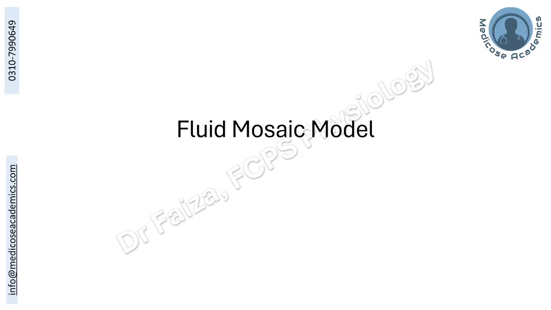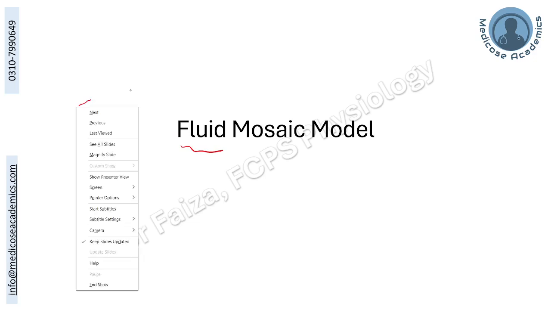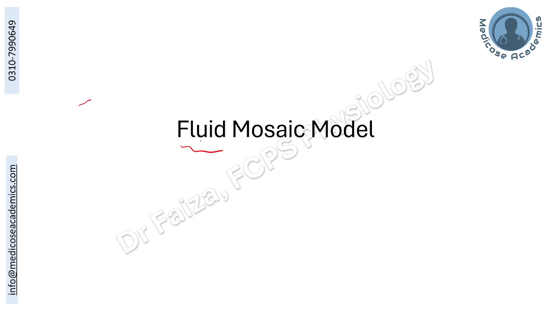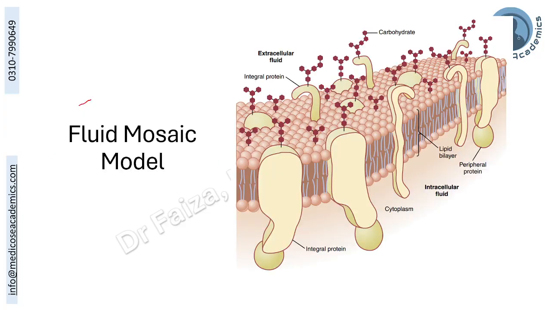To talk about the structure of the cell membrane, the most widely accepted model is the fluid mosaic model. Fluid means something which has a flowy consistency rather than a rigid structure, and mosaic means a pattern in which the proteins are embedded in a mosaic pattern inside this phospholipid bilayer, and we call it the fluid mosaic model.